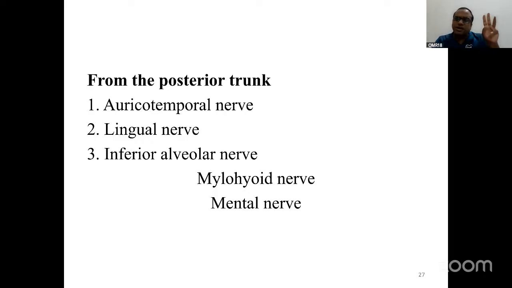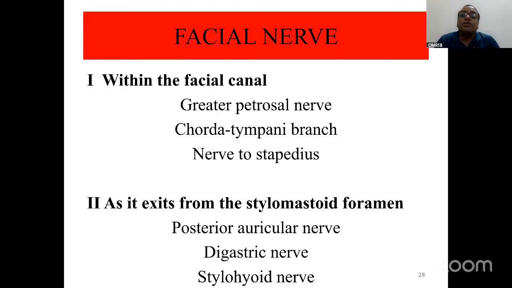So the trigeminal nerve has three branches: ophthalmic, maxillary, mandibular. All the branches you should have learned in total perfection. Now coming to the seventh cranial nerve. I told you the fifth and seventh cranial nerves are very important. So the seventh cranial nerve has got four parts.